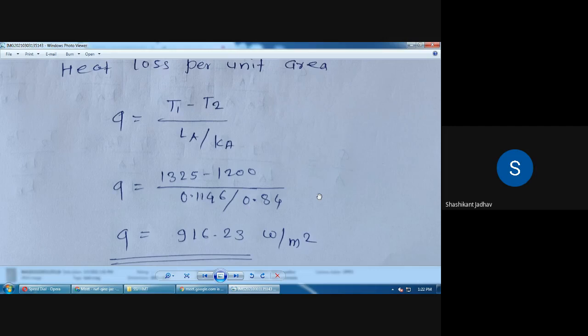By using any equation we have to calculate the value of small q, that is heat loss per unit area. So here we have calculated the second value, that is heat loss. Calculate the heat loss.